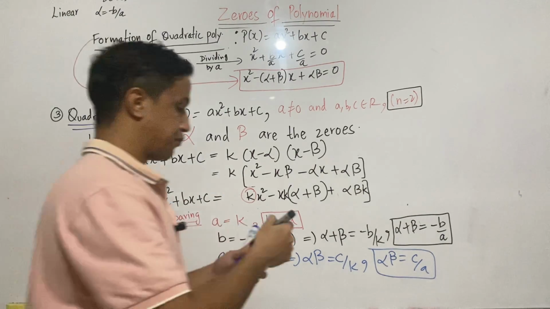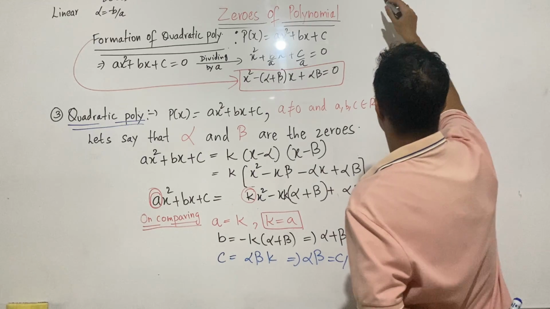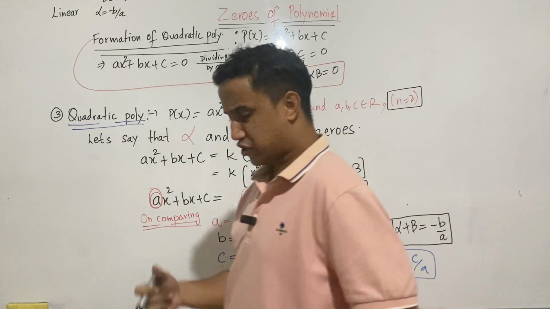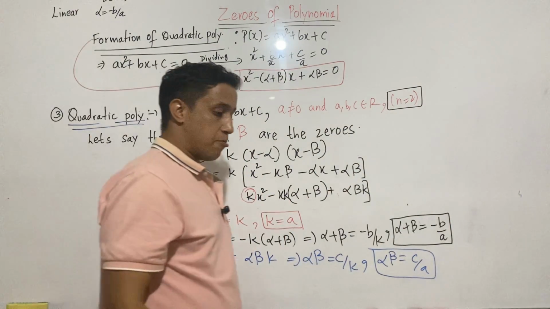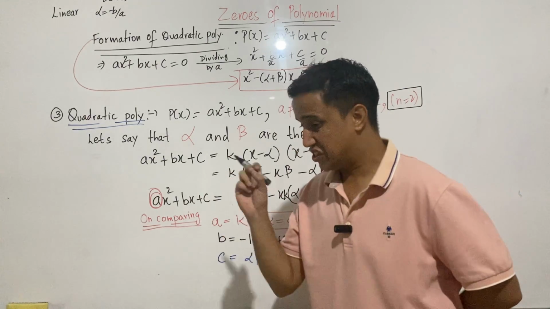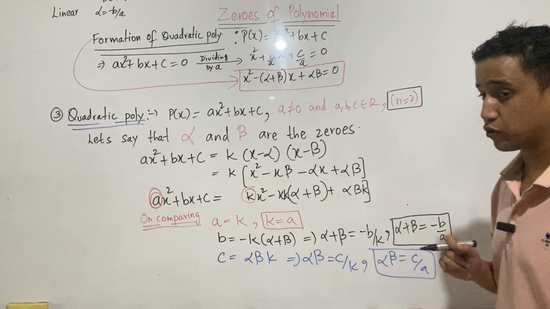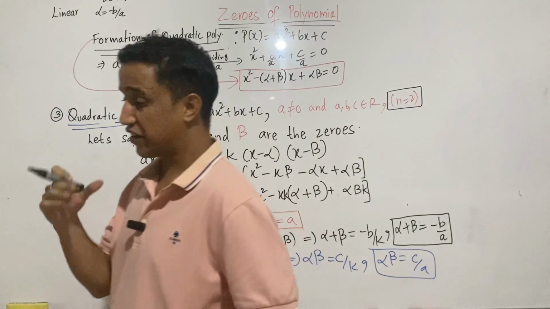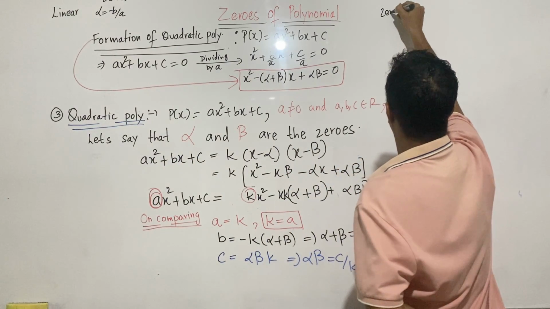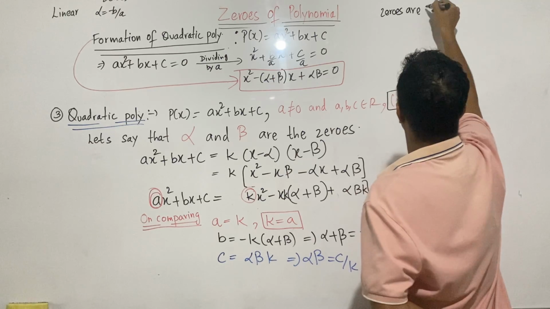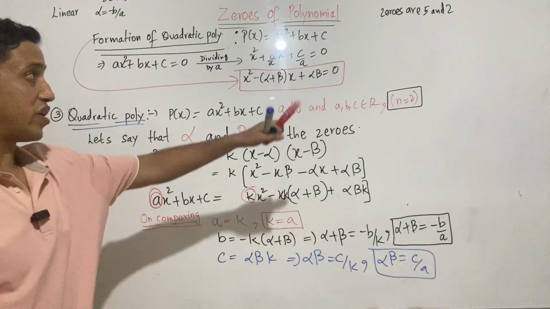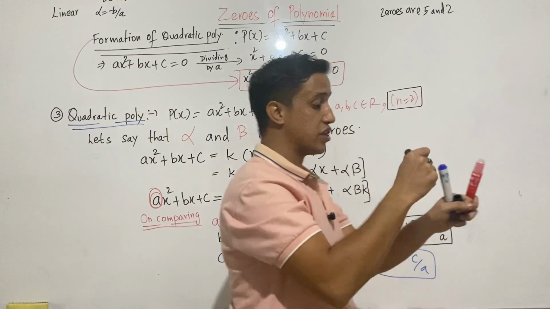Let's take an example. I'm just going to speak the problem. Find the quadratic polynomial expression whose two zeros are 5 and 2. Now you have to find a quadratic polynomial expression. You are given the zeros 5 and 2.